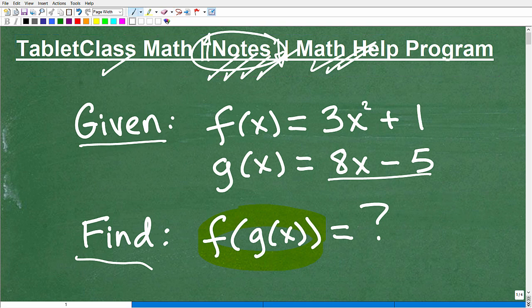And now, if you feel good about composite functions, you could practice whatever problems you're going to be working on, and hopefully this video helped you out.